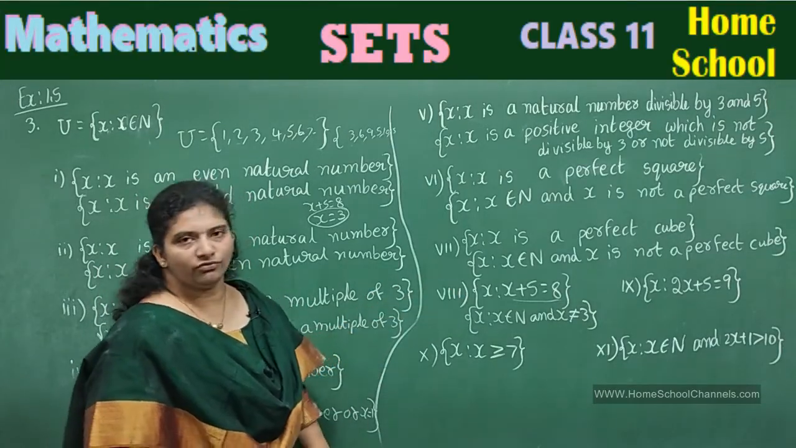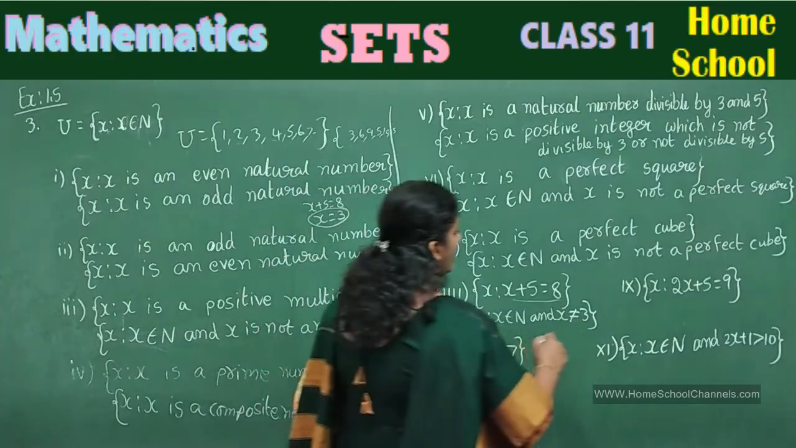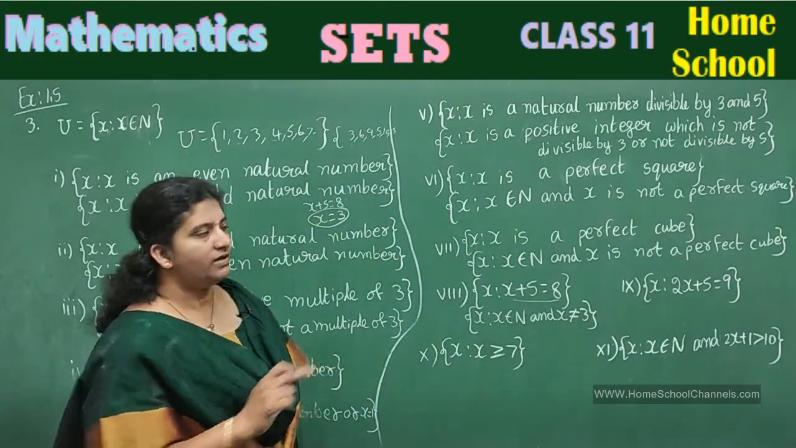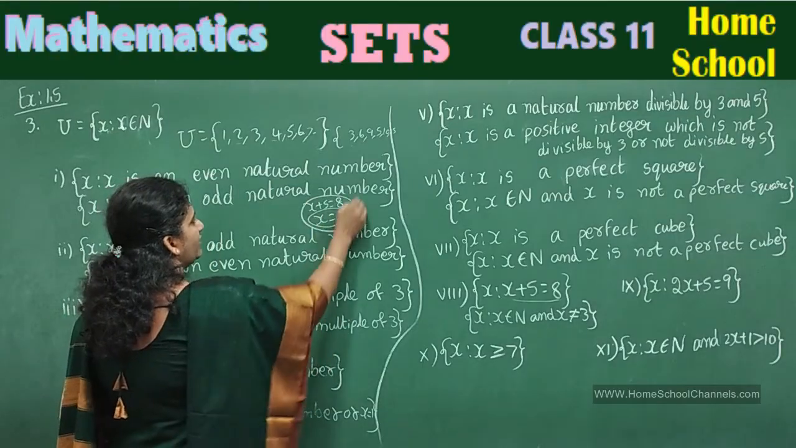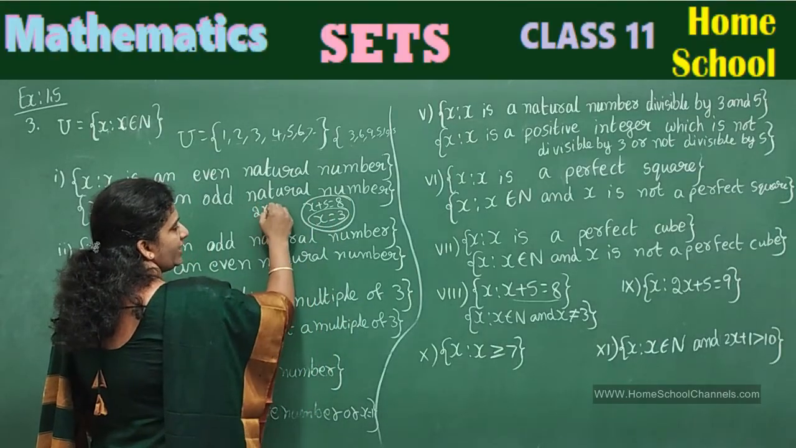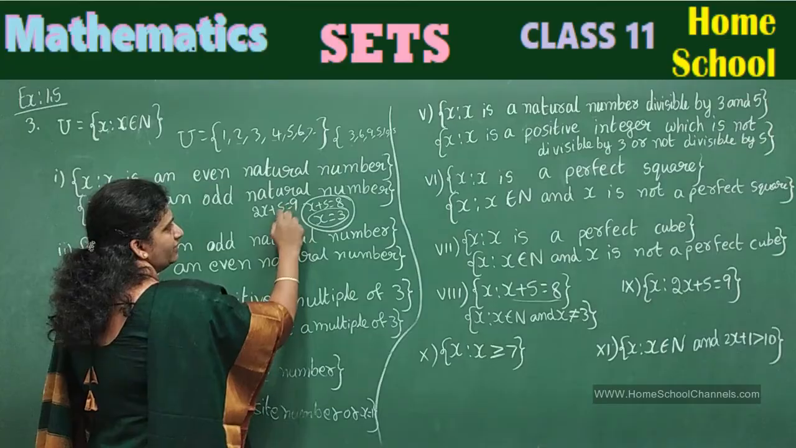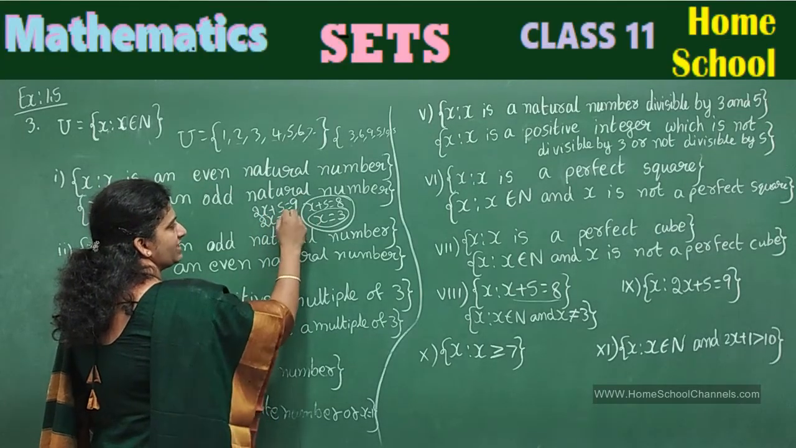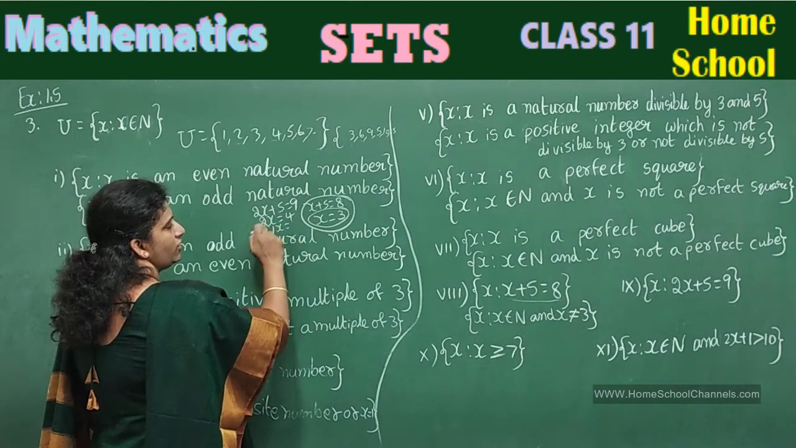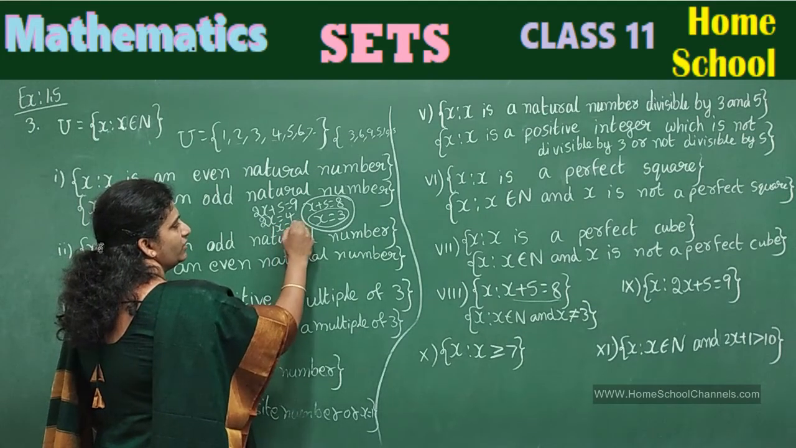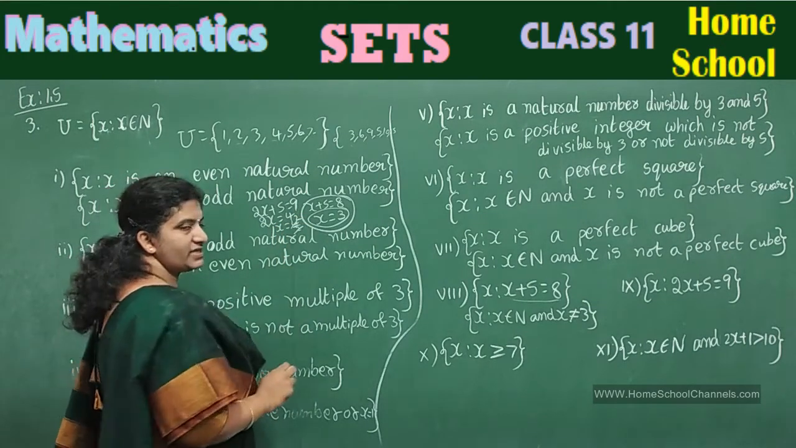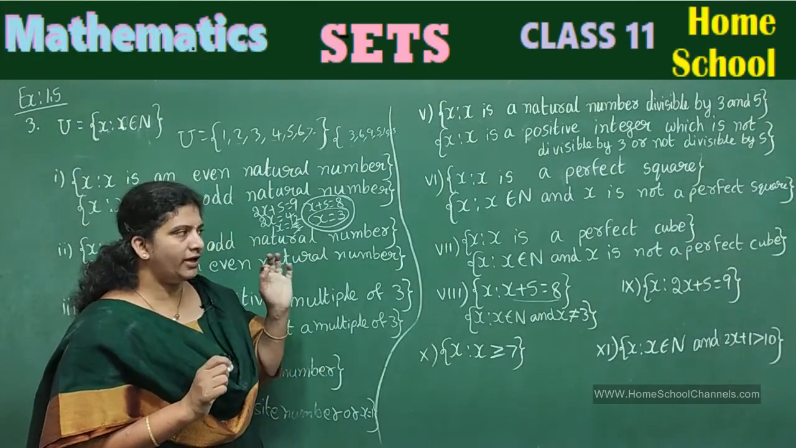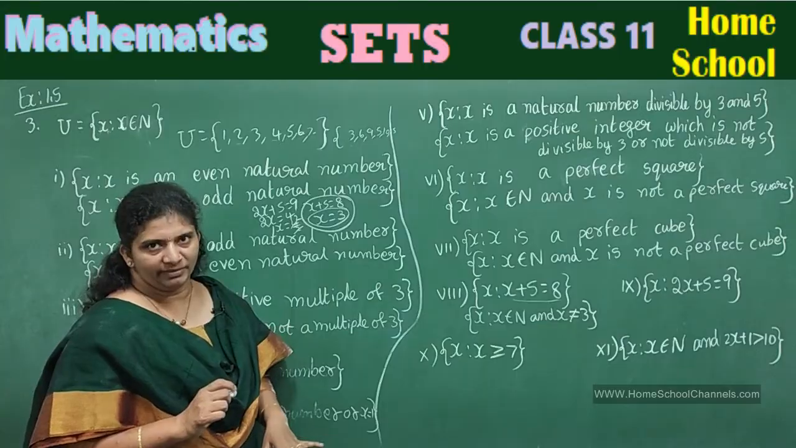In the same manner, go for the ninth. Set of all x such that 2x plus 5 is equal to 9. Solve that one in the same manner. This is the rough part. 2x plus 5 is equal to 9. Transpose 5 to the other side. 2x is equal to 9 minus 5, which is 4. x is equal to 4 divided by 2, it will be 2. x is equal to 2. Other than the number 2, all the remaining numbers will come under the complement set.